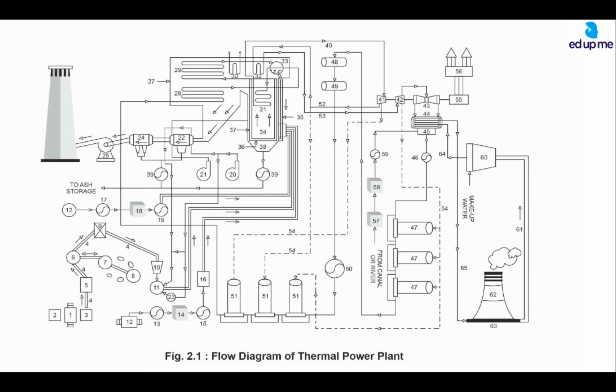So there is a primary air fan and the forced draft fan. Two fans are there. 20 is the primary air fan. So primary air, which is sucked from the atmosphere, is taken to the coal mill, right? So pressurized air is taken to the coal mill.